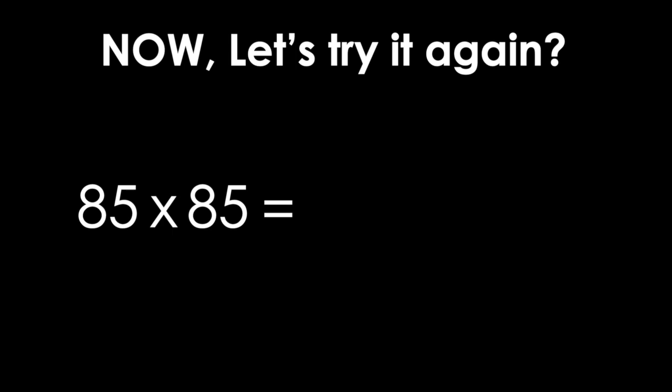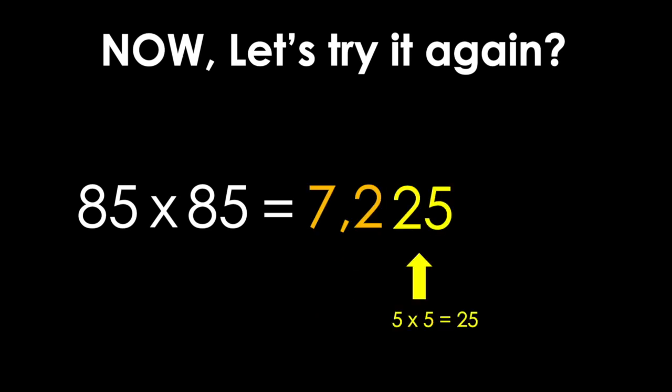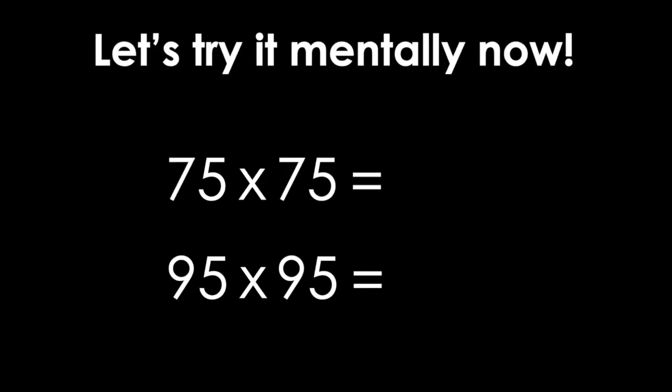So let's try it again. 85 times 85. This falls into our criteria: same numbers ending in 5. So for 85 times 85, we have 8. What's the next number for 8? That's 9. So 8 times 9 is 72. And then 5 times 5 equals 25. So the answer is 7225. As easy as that.